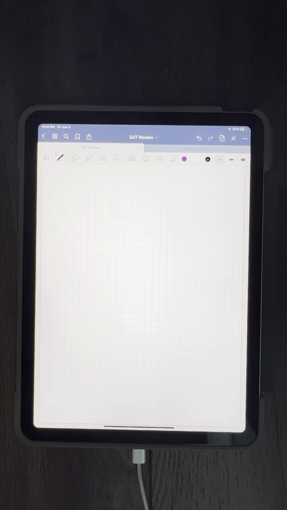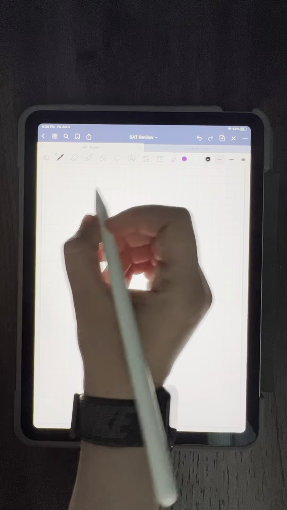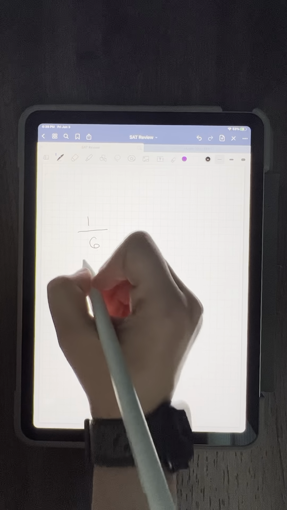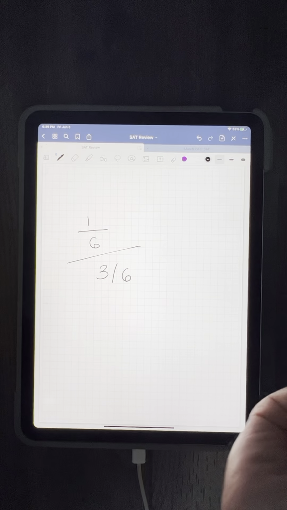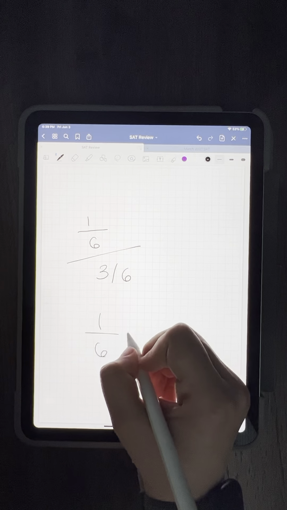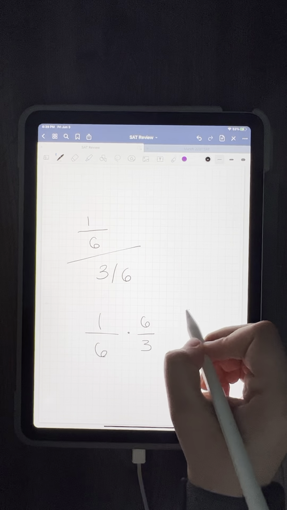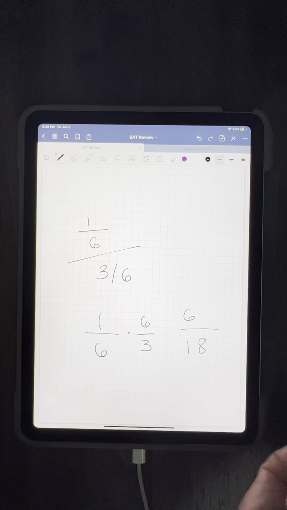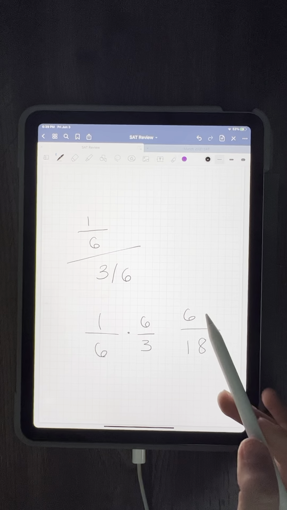And you do need to know how to add and subtract and divide fractions, because that is really annoying sometimes. For example, if you have 1/6 and you want to divide it by 3 over 6, you just need to do 1 over 6 times the reciprocal of 3 over 6, which is 6 over 3. Just flip it. So that becomes 6 over 18. And you can actually, I'm pretty sure, simplify that. And that just becomes 1 over 3.